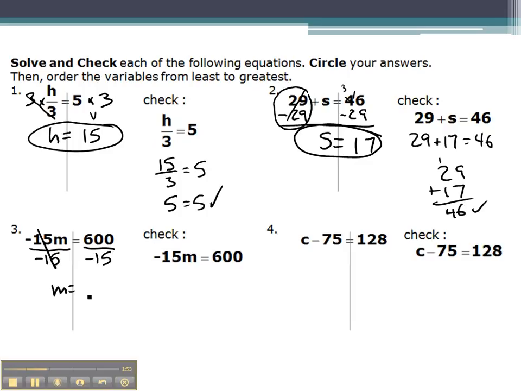And then 600 divided by negative 15. I have a positive divided by a negative. If the signs are different, the answer is negative, so negative 40.